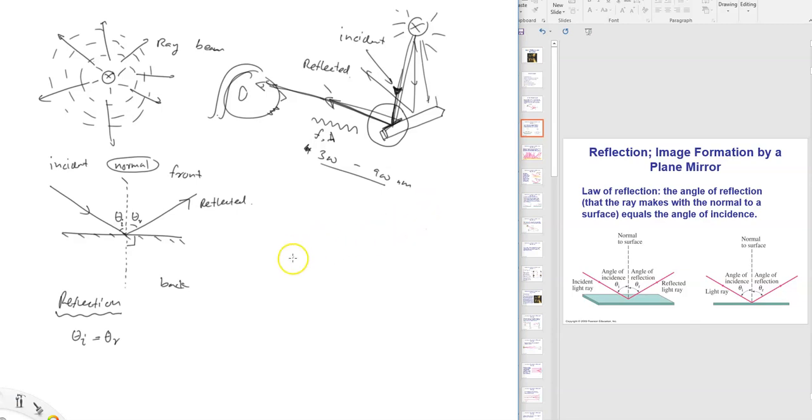So, for an example, here's a mirror, here's the normal. Here comes light. It doesn't need to come from the left side all the time, it can come from the right side. If it makes 60 degrees here, it reflects with 60 degrees. Okay? It can be this way also. If it comes with 45 degrees, it reflects with 45 degrees.